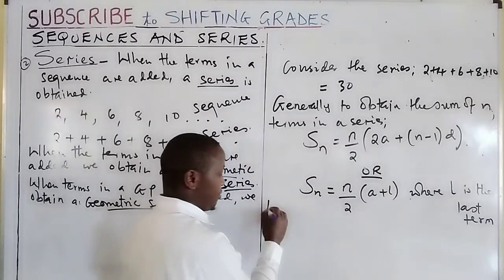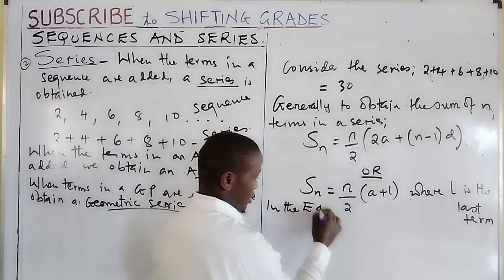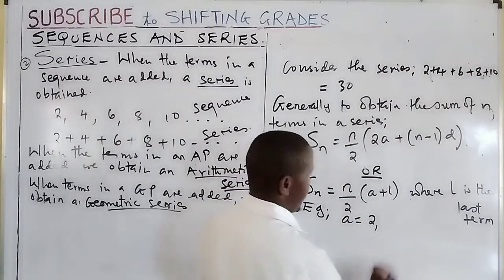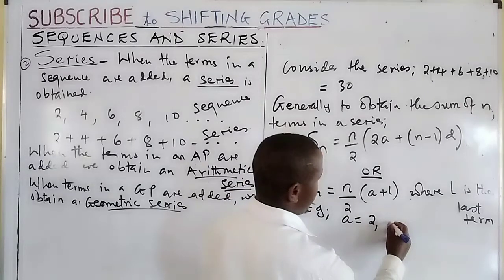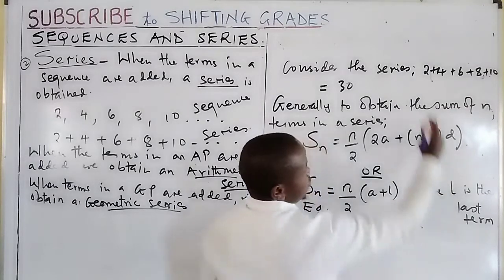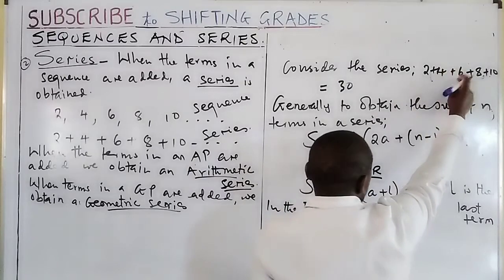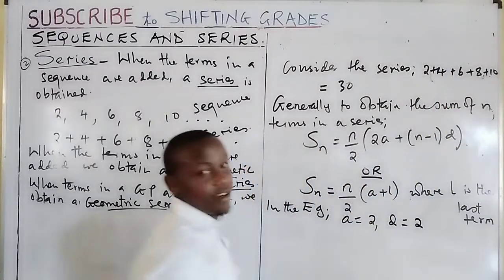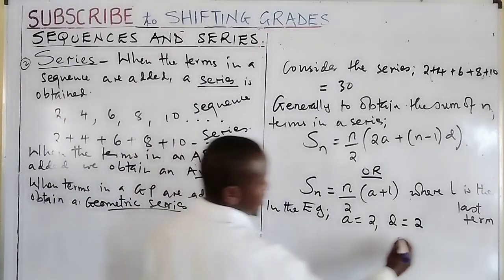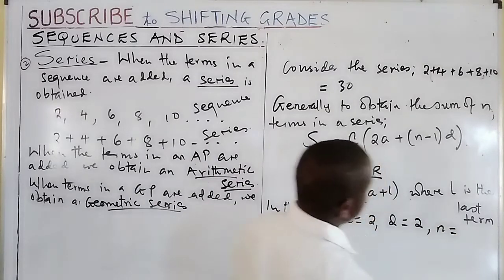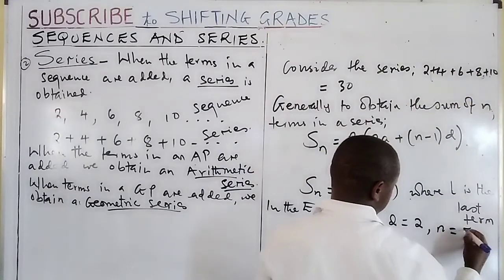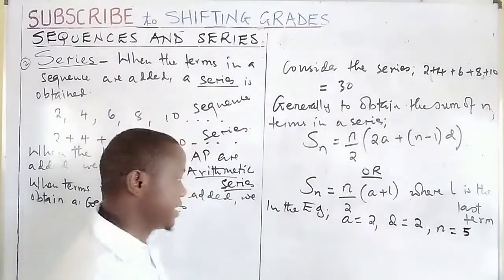We can now check these two formulas for the case we have taken. In the above example, a is equal to 2. Then the common difference is 2 again, because from 2 to 4 we have added 2, 4 to 6 we've added 2. You can now check the number of terms, n. The number of terms in this case is 1, 2, 3, 4, 5. The number of terms is 5.